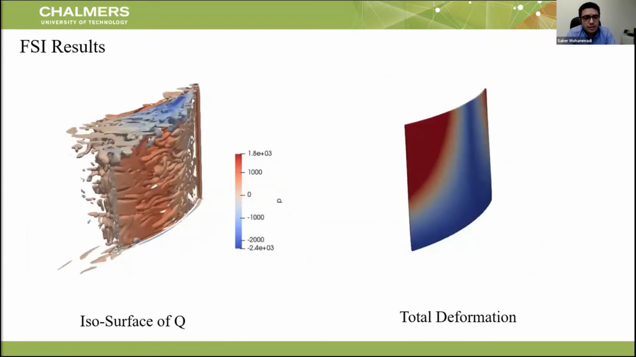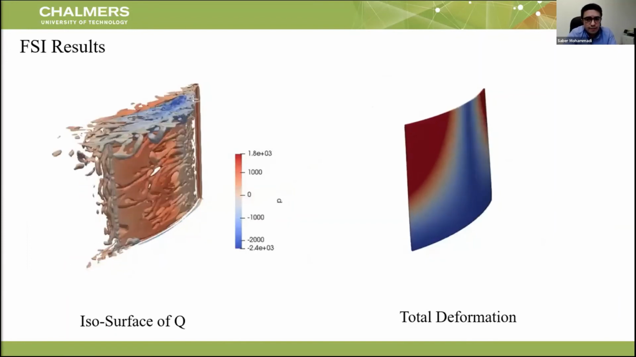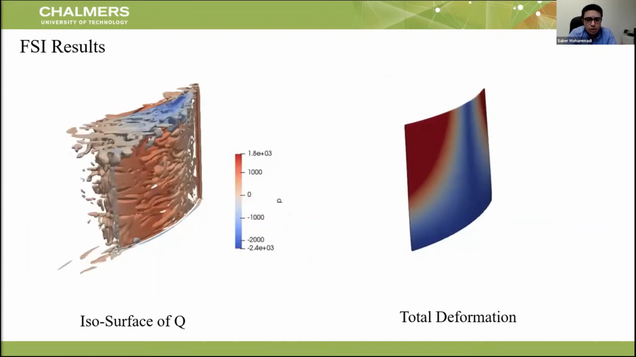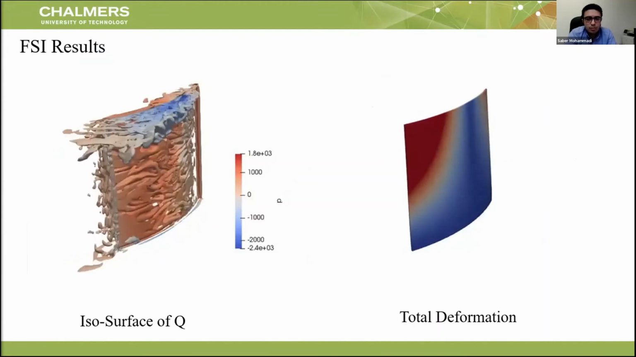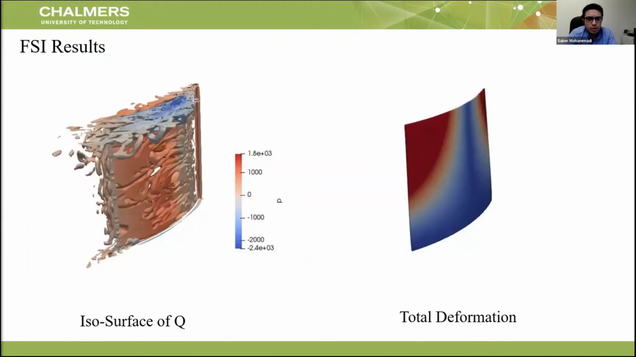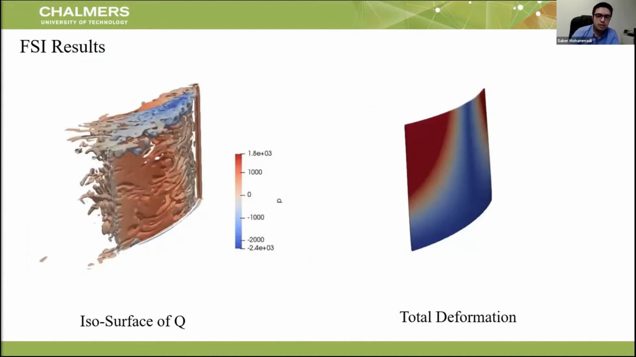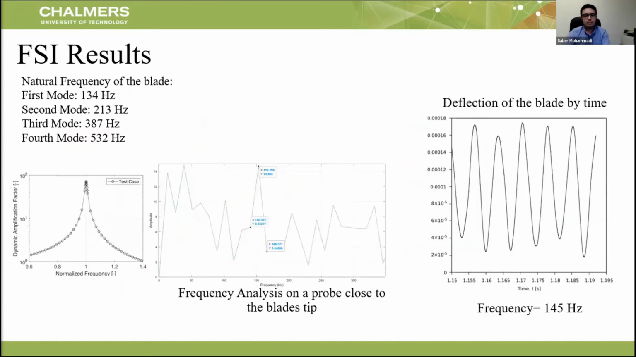Here are the FSI results for our simulations. We see approximately similar turbulent structures around the blade. Moreover, at the right, you can see the exaggerated deformation of the blade over time due to flow unsteadiness, and the maximum deflection has been 1/10 of a millimeter in our simulation. In our FSI simulation, we have done some pressure sampling to get the shedding frequency, and we have done a fast Fourier transform to extract the dominant band.